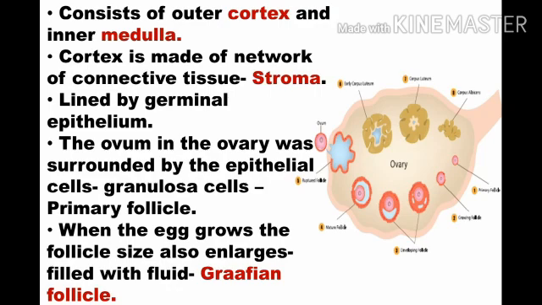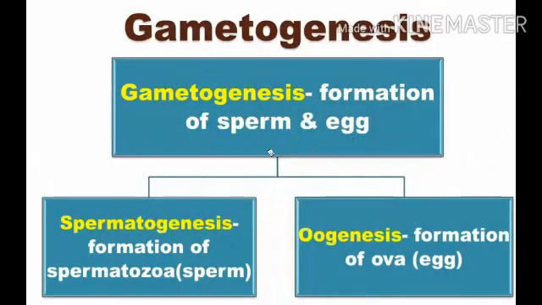This is the structure of the ovary. So now we saw the structure of the testis and also the structure of the ovary, that is the male and the female reproductive organ. Next, we can see about the sperm and the egg. The sperm and the egg are together called the gametes.